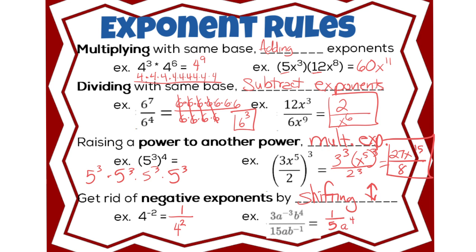Let's try the b's. I have 4 b's on the top, but then I have this b to the negative 1. That indicates that the b to the first is in the wrong place, and this b to the first needs to go on the top. But if I already have 4 there, and I'm going to bring 1 more b up there, how many b's are on top? 5. And that's your final answer on that.